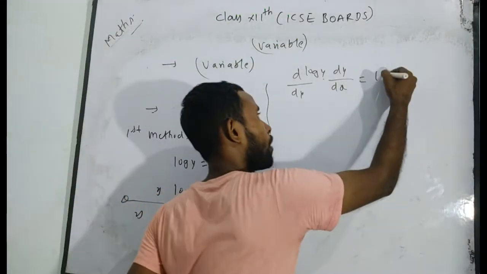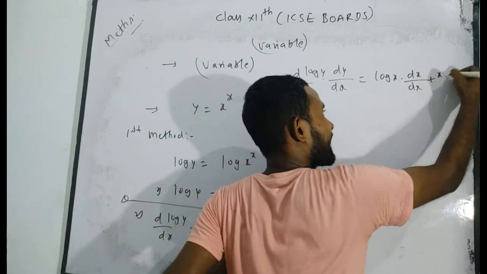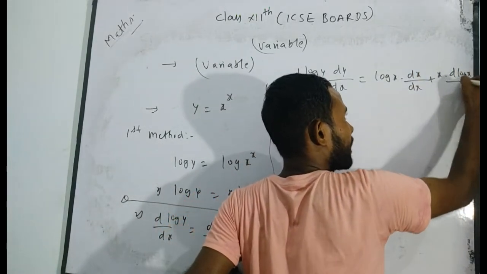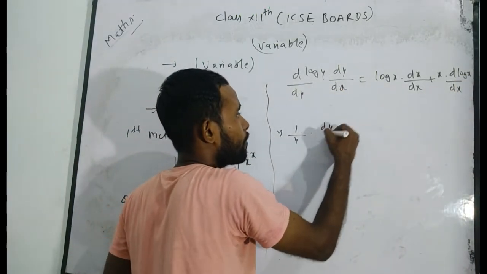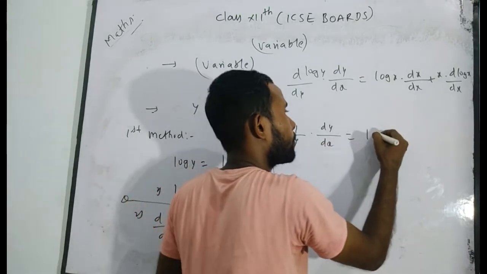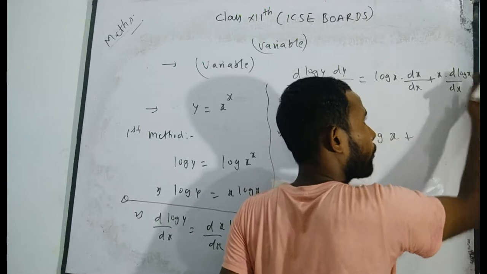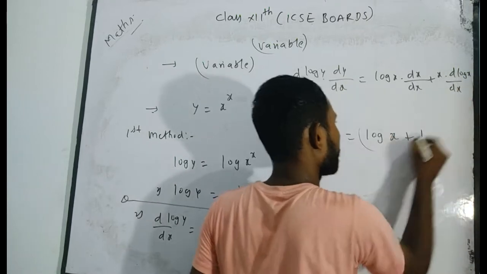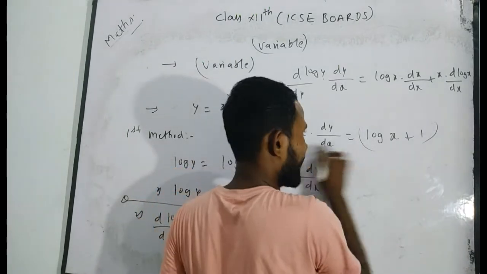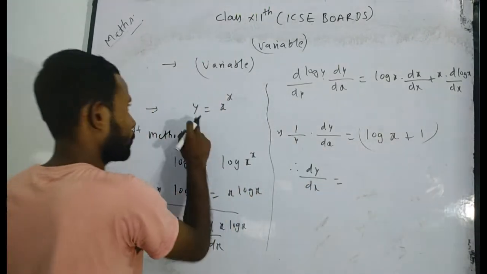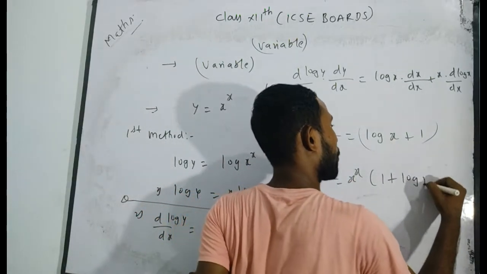Firstly, take log x out and differentiate x with respect to x. Plus, again take x out and differentiate log x with respect to x. This will be 1 upon y into the derivative of y with respect to x, and it will be log x plus x into the derivative of log x, which is 1 upon x. 1 upon x into x will be 1. So dy dx, with y going to the numerator of the RHS, which is x to the power x, will be x to the power x into 1 plus log x.